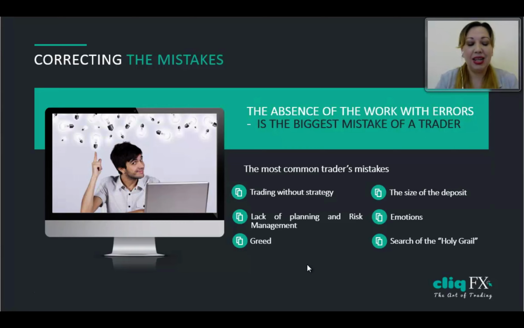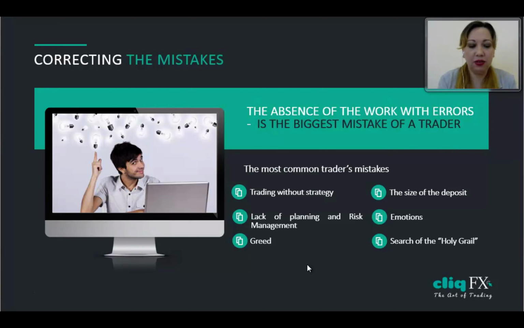Next, the lack of plan and risk management. Each newcomer, for some reason, believes that this is a very boring activity and he or she should get rid of it. But really successful traders, they all have come to this in the end.